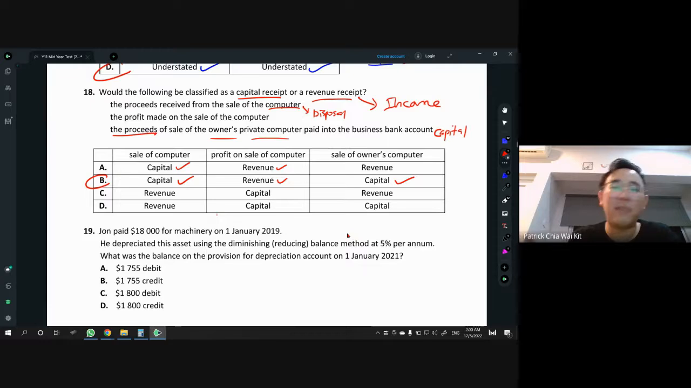Okay, so this is how we do it, right? The profit itself is revenue, definitely income. The selling of the NCA is disposal. Disposal is capital, right? So I have to go through the theory again.